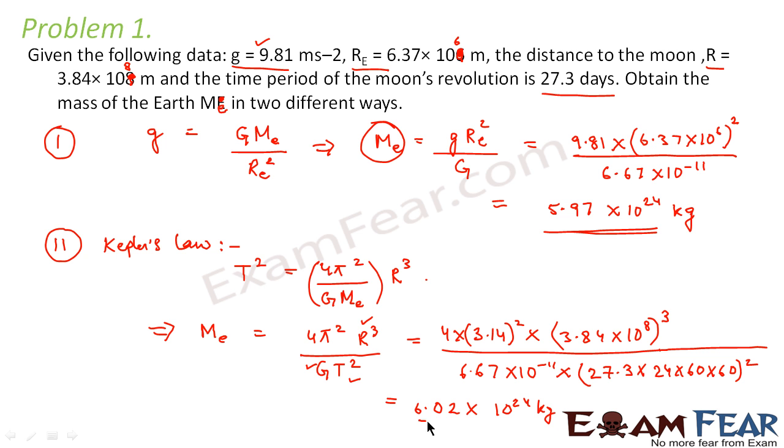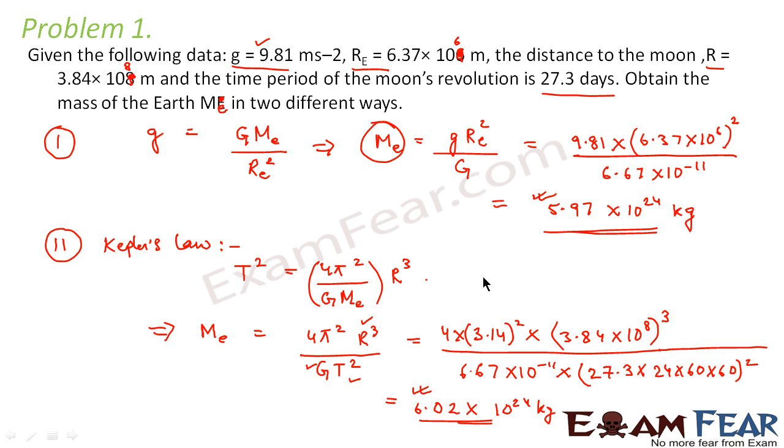If you see, both the values are almost very near to each other. The difference in these two values arises because here we are dealing with very long numbers. So they have been rounded off to some places. That is why there is a minor difference in the values which we obtained by both the methods. So this is how we'll calculate.